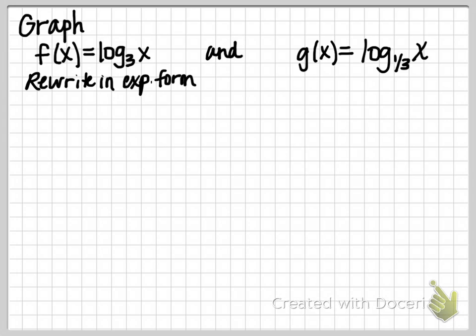So instead of f of x equals log base 3 of x, let me first of all just replace f of x with y. So we have y equals log base 3 of x. And now writing this in its exponential form, we'll have 3 raised to the y power is equal to x. Remember, always starting with the base. 3 raised to the y power equals x. And this is usually an easier form to deal with.